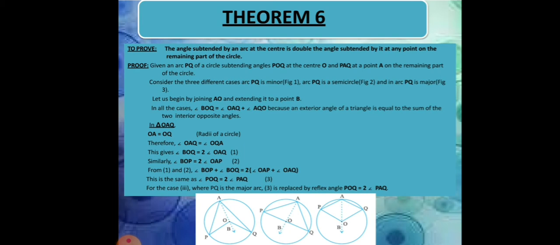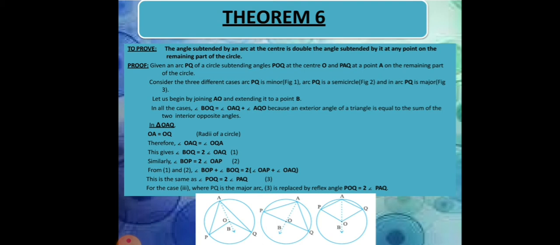Given an arc PQ of the circle, subtended angle POQ at the center O and PAQ at the point A on the remaining part of the circle. You can see in the figure. Consider the three different cases. Arc PQ is minor, as you can see in figure 1. Arc PQ is a semicircle, as you can see in figure 2. And arc PQ is a major, as you can see in figure 3.